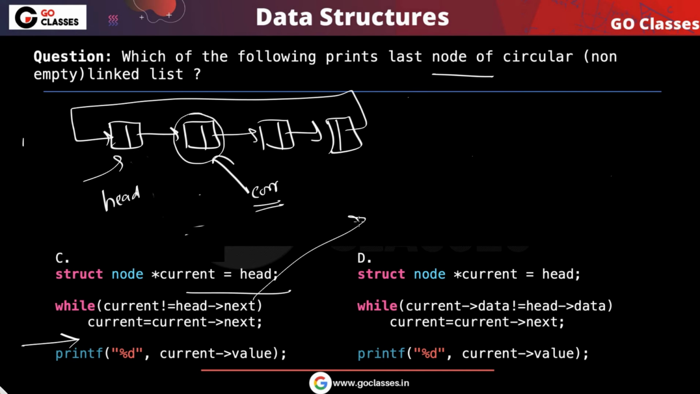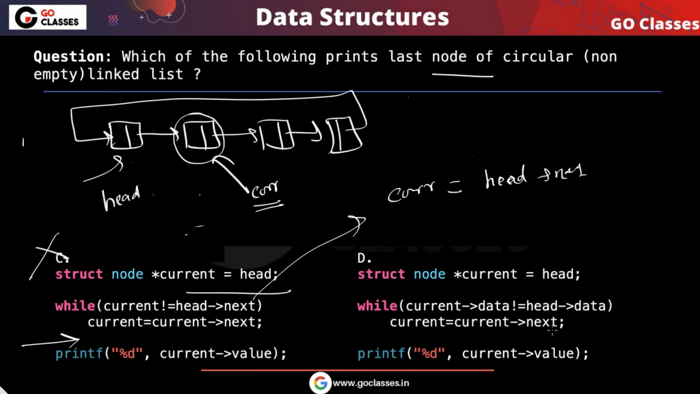So take the opposite of that, which means you just say current equal to head next, which means it will point to whatever head next is pointing to. So head next is pointing here, so current will also point here. Now I'm printing current value. Is this printing always the last value? No, it may print the second value, right? So that is why C is not the correct option.